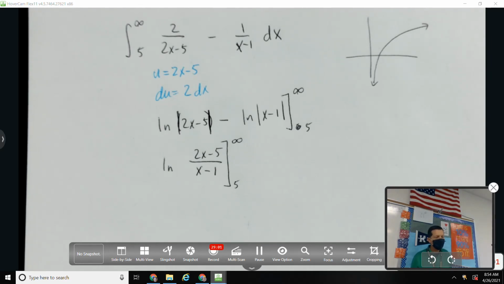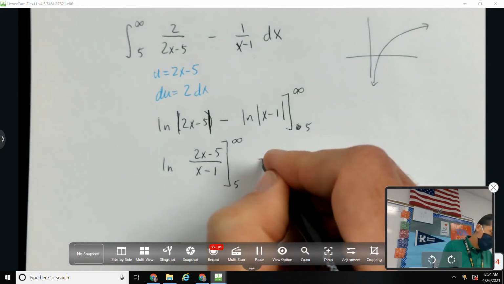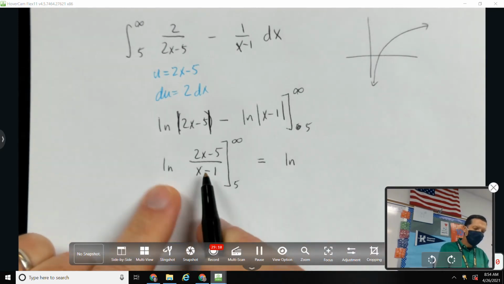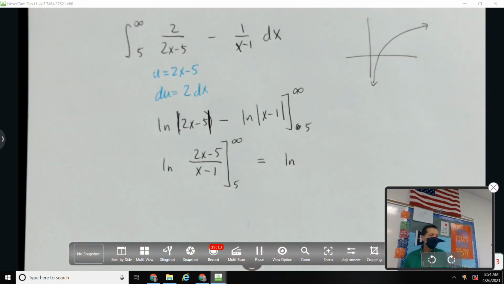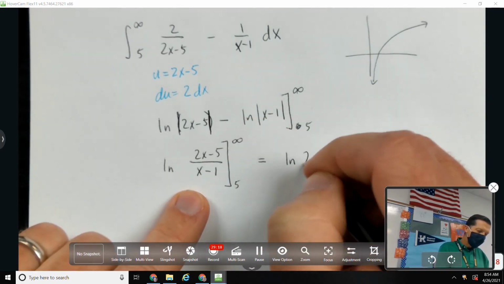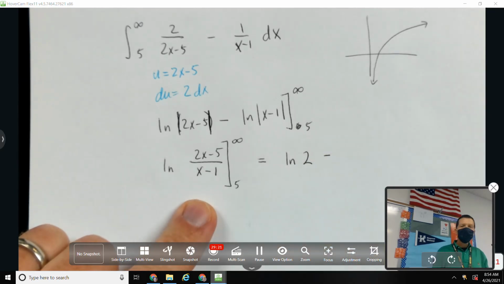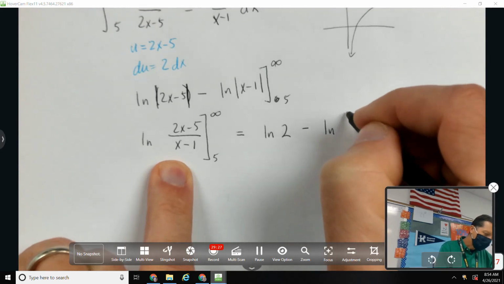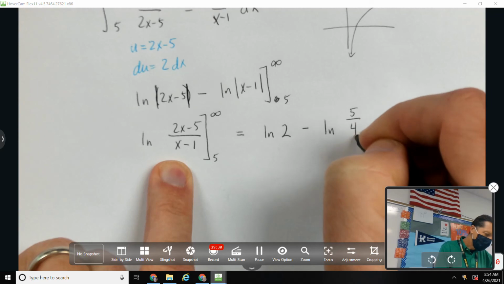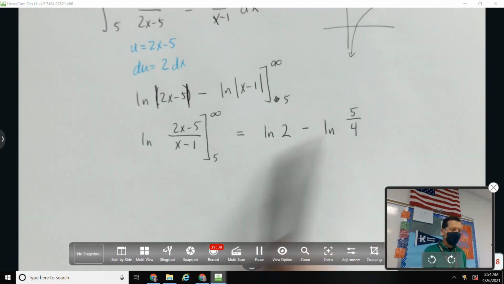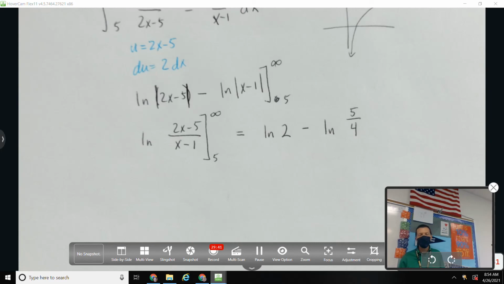Okay, now what happens if I plug in infinity? This is almost a top-over-bottom kind of thing here. I get 2, or at least 2 on the inside there. So that'd be natural log of 2 minus, plug in 5, that'd be natural log of 5 over 4. And I would leave that as my answer. I mean, there's more algebra, but we're done. Don't do algebra if you don't have to.